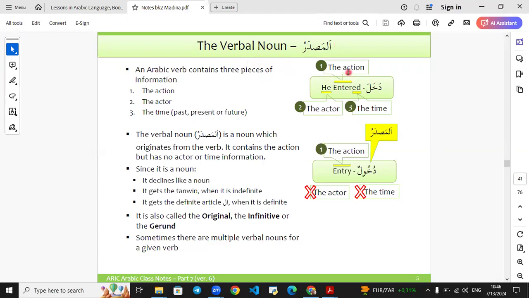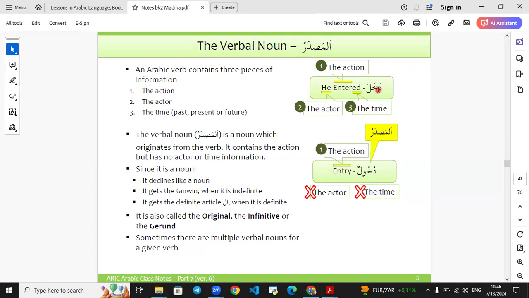Remember, before we look at that, let's look at the construction, or the pieces that form a verb. Dakhala, he entered. If you look at the verb dakhala, it has three parts. It has the action, it has the actor, and the time. In most cases, we refer to these as the verb, the fa'ilun, and the time, whether it's mudari' or madi.